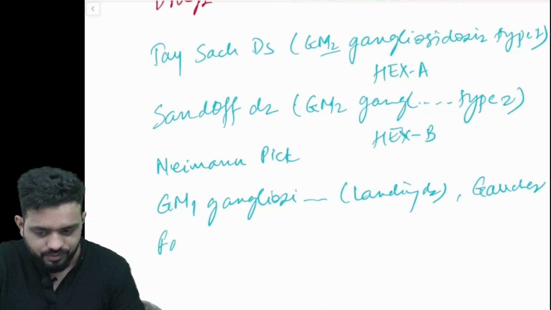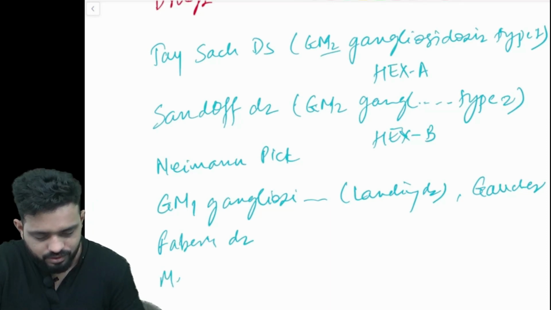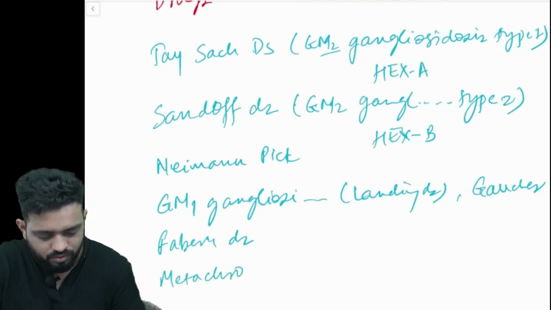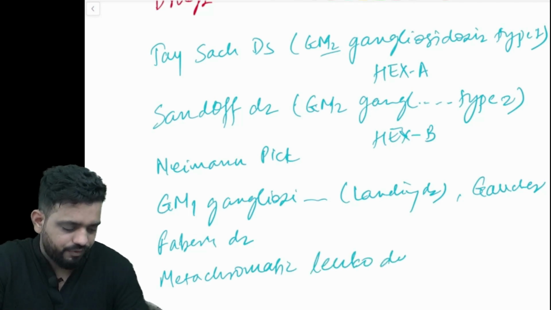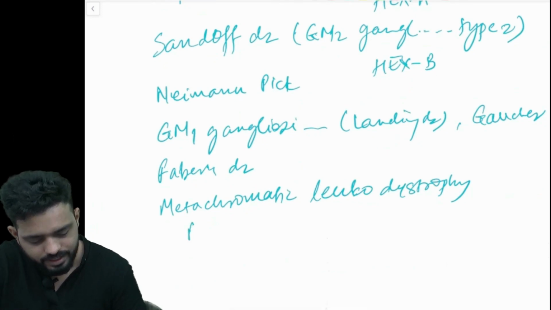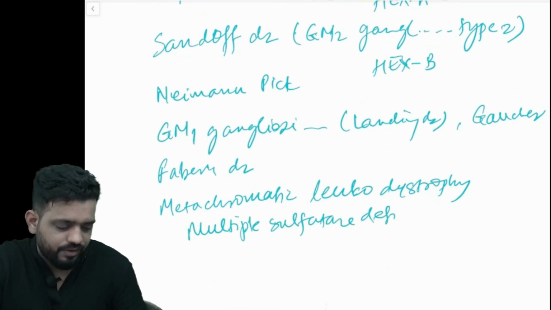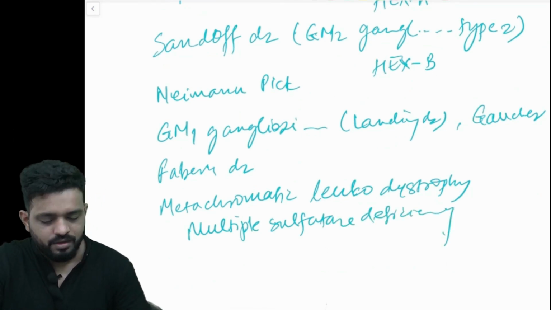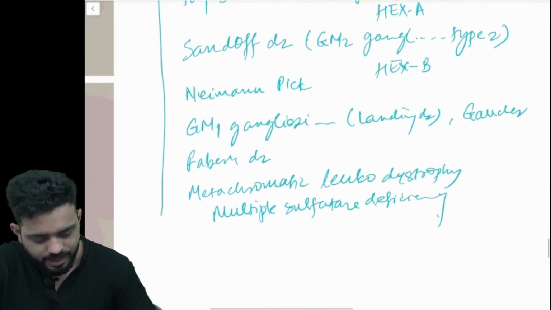F stands for Fabry disease and M stands for metachromatic leukodystrophy, and second is multiple sulfatase deficiency. Okay, so these are your metabolic causes. All the M ones are done.